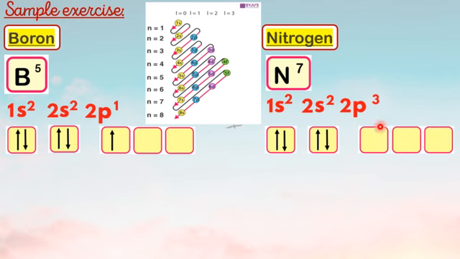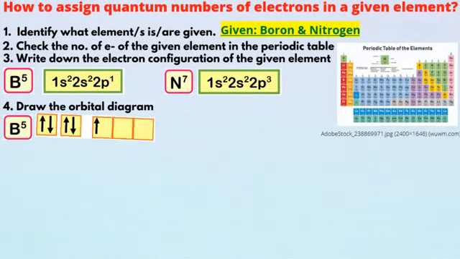And 3 electrons, you have to fill all the orbitals first, so arrow up, arrow up, arrow up. So 3: 1, 2, 3. So these arrows represent the 3 electrons in the 2p3. All in all, we have 1, 2, 3, 4, 5, 6, 7 electrons for the nitrogen. So there you go. That is the orbital diagram of the boron and the nitrogen.